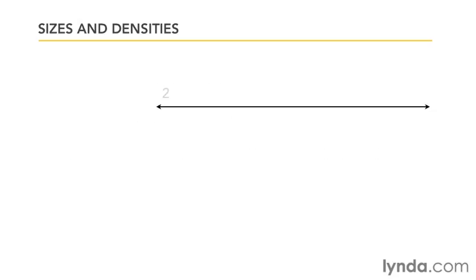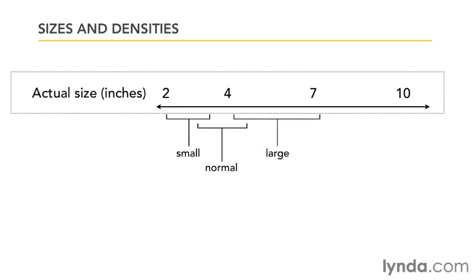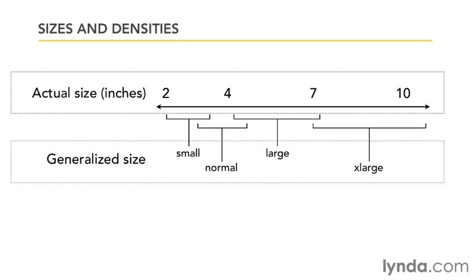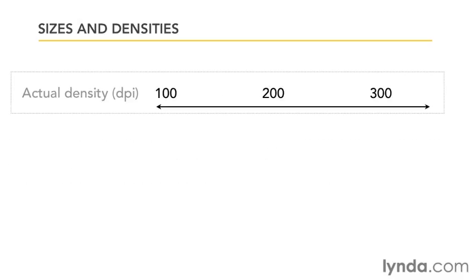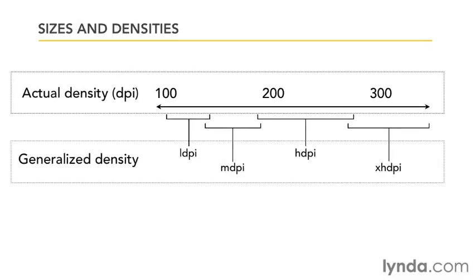These generalized categories actually do map to real-world sizes and densities. So here we can see the generalized small size is between 2 and 4 inches. If we go all the way up to extra large, it's between 7 and 10 inches, which is our tablet devices. When we look at densities, low DPI is actually between 100 and 200, and again at the upper end of the scale, high DPI, extra high DPI devices are up above 300.